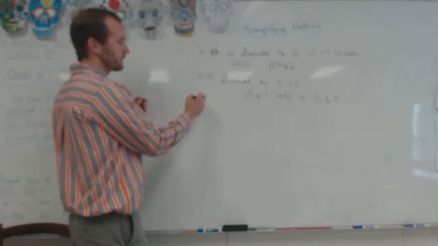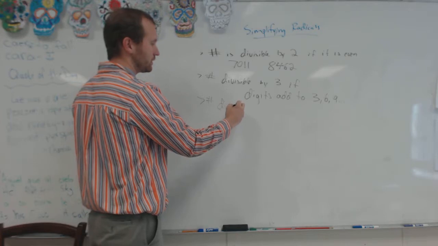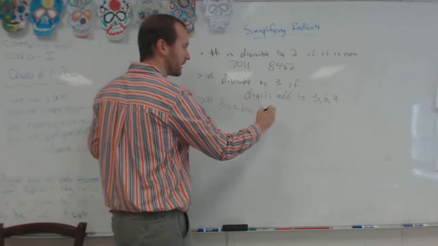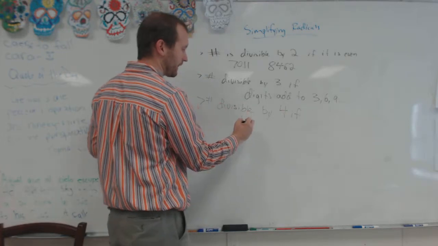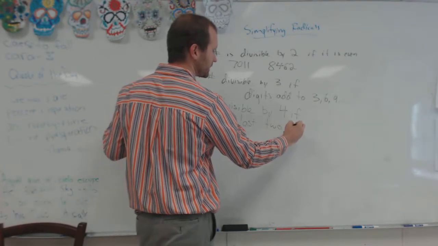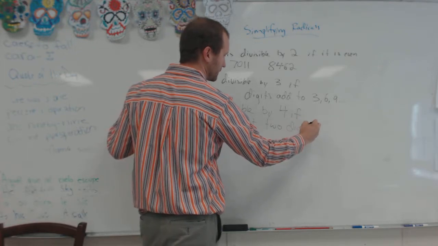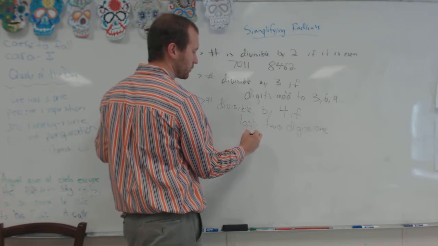We'll get there eventually. A number is divisible by 4 if the last two digits are divisible by 4.